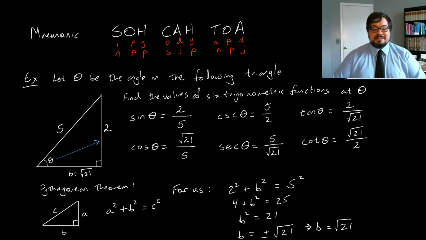So this is a basic example for how we can take a right triangle. As long as we know 2 of the sides, we can figure out all of the trigonometric functions of one of the angles. We may have to use the Pythagorean theorem in order to do that, but we can.